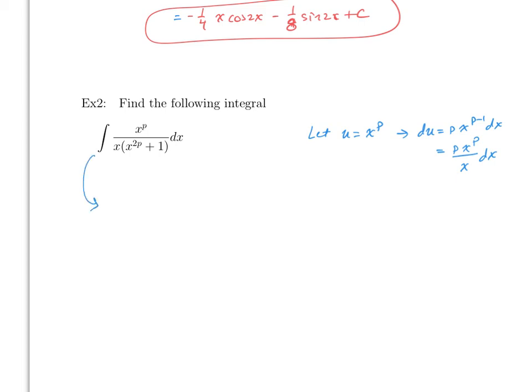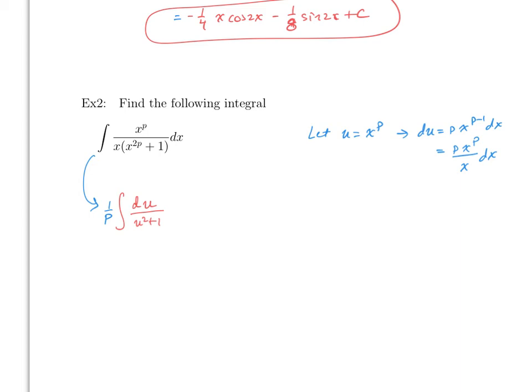So therefore from here you can just rewrite this as u. Notice that the du has the whole thing here, so this is du, and then on the bottom there will be u squared plus 1. You need to cancel the p that is right here, so you put 1 over p in front, because remember the p is a constant.